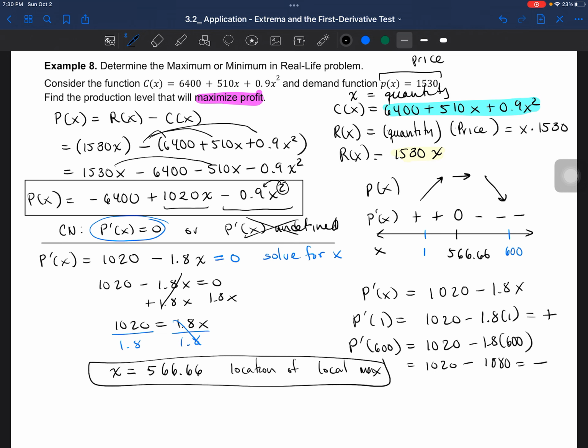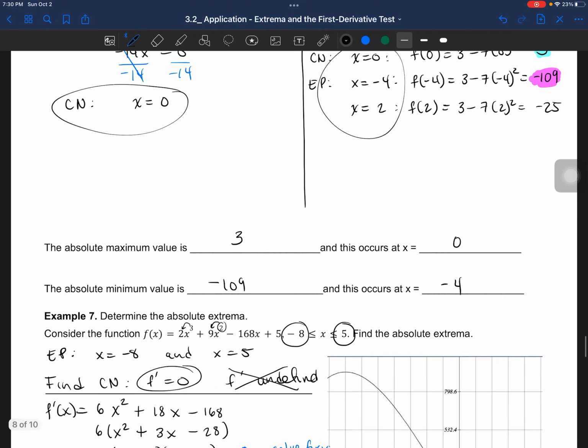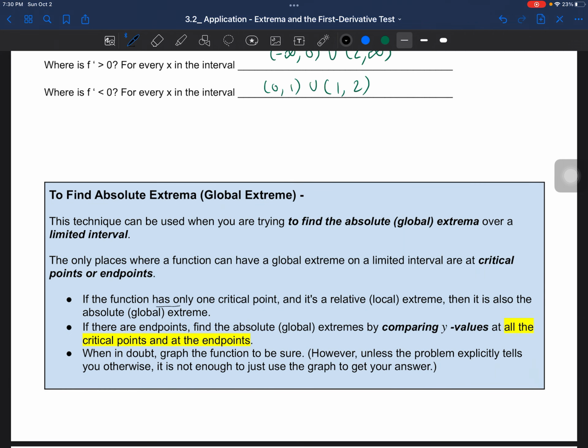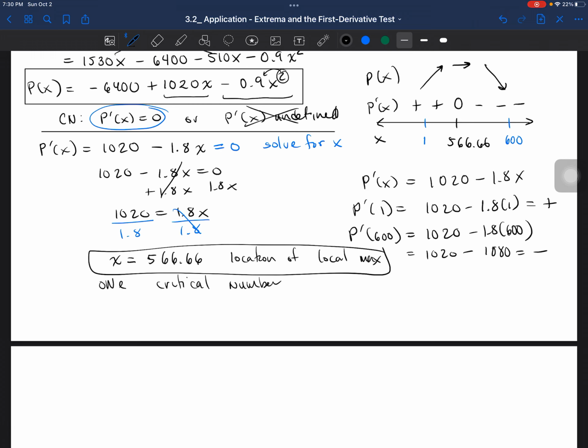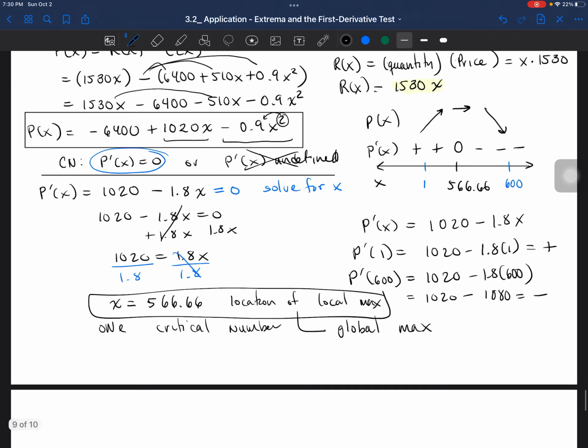Now, since there's only one critical number, and this is a local max, we know that in our table, it says if the function has only one critical point and it is a relative extrema, then it's also going to be an absolute extrema. So because there's only one critical number and this happens to be a local max, then this by definition will give us a global max, right?